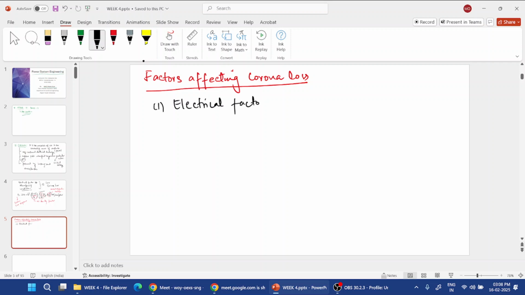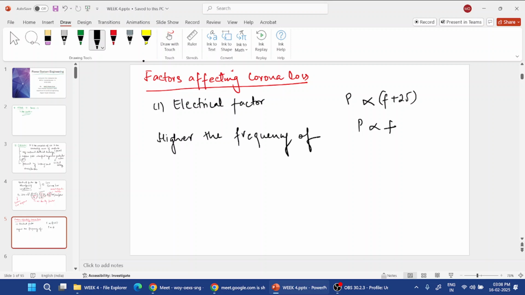As you can see here, the corona loss is directly proportional to f plus 25, or we can say it is directly proportional to f. So basically, the higher the frequency of operation, the more will be the corona loss.